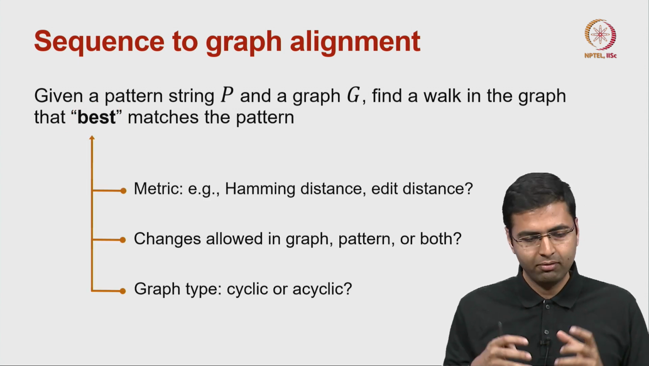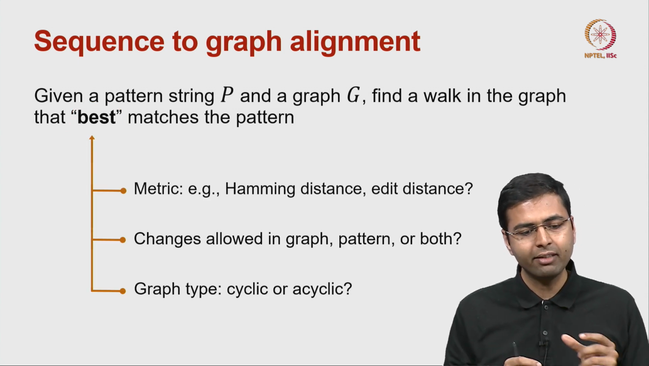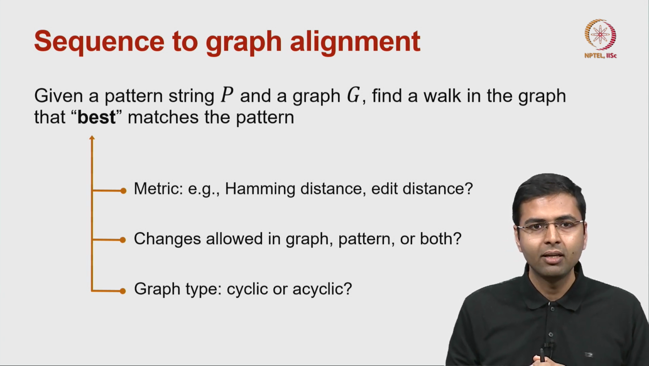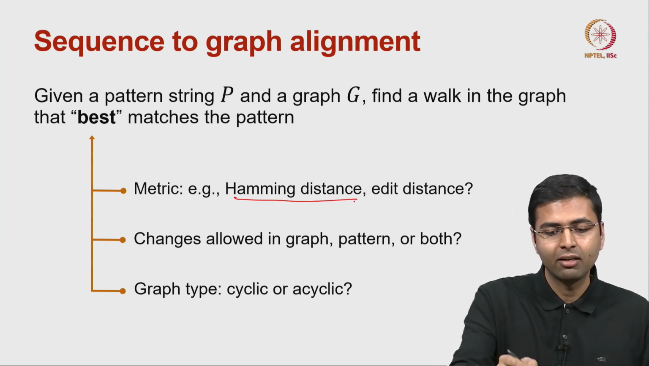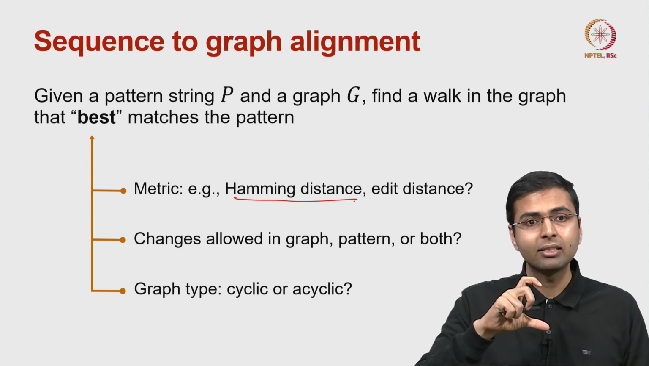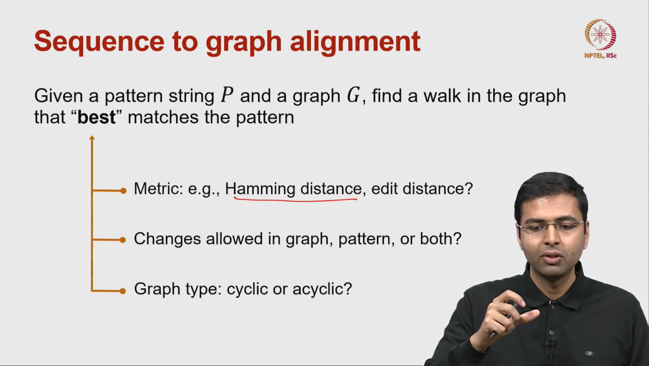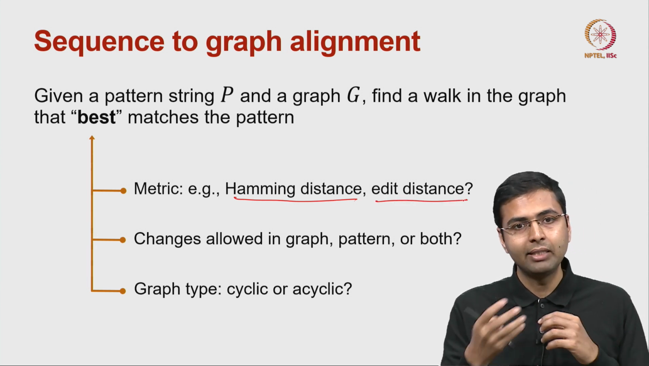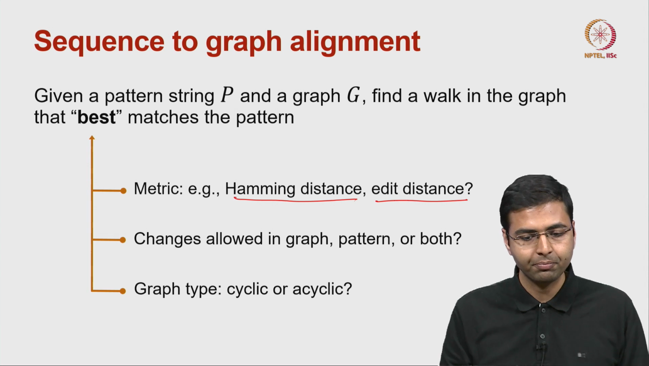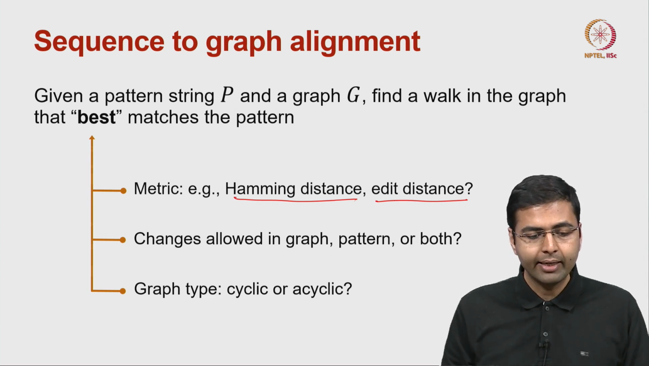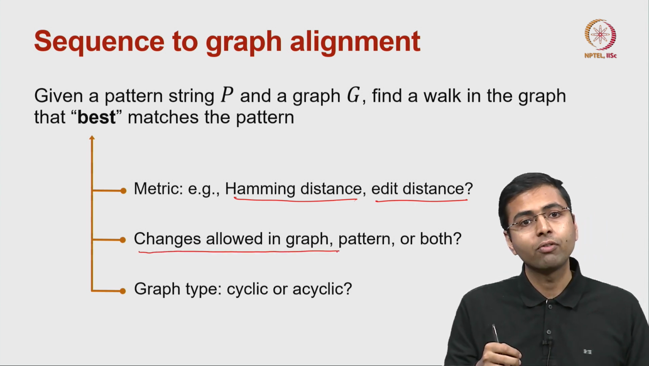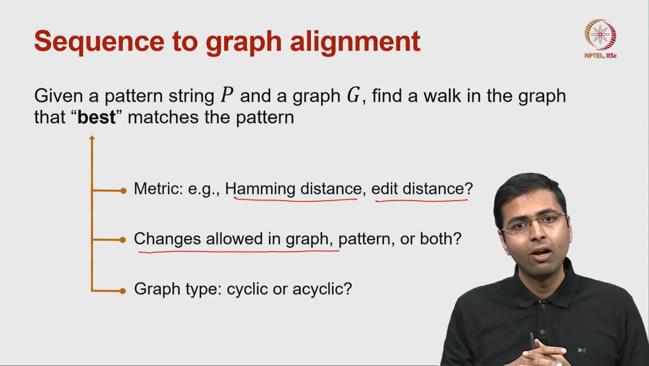So, now there are multiple ways. First thing we have to figure out is what is the metric that we are going to use. For example, we could use Hamming distance, which is just counting the number of substitutions that we do in the walk, or we could consider edit distance where we are allowed to do insertion, deletions as well as substitutions. Then another question is, when we are doing this matching, are we allowed to do change in graph or are we doing changes in the pattern or both?